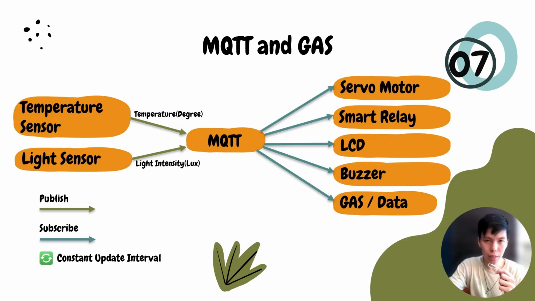Next, we can implement MQTT and GAS into our system as so, where MQTT is replacing the REST API in order to allow us real-time access to our data, and GAS will be collecting the data from the MQTT system in order to conduct data collection and analytics.